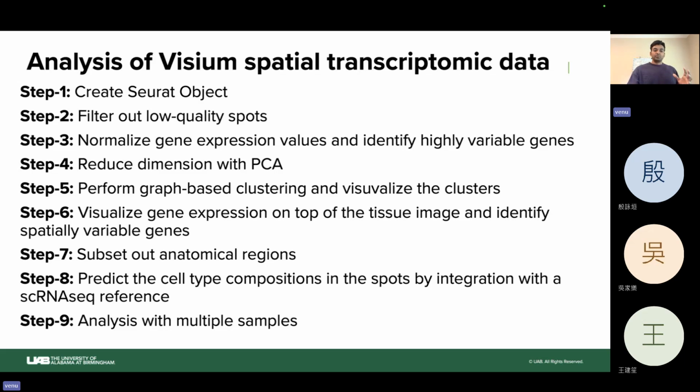Then we remove the low quality data, and we have the high quality data. This is a normal step, even in bulk RNA sequencing data. So we normalize the gene expression data, make it uniform throughout the samples, and we identify the highly variable, similarly expressed spots.